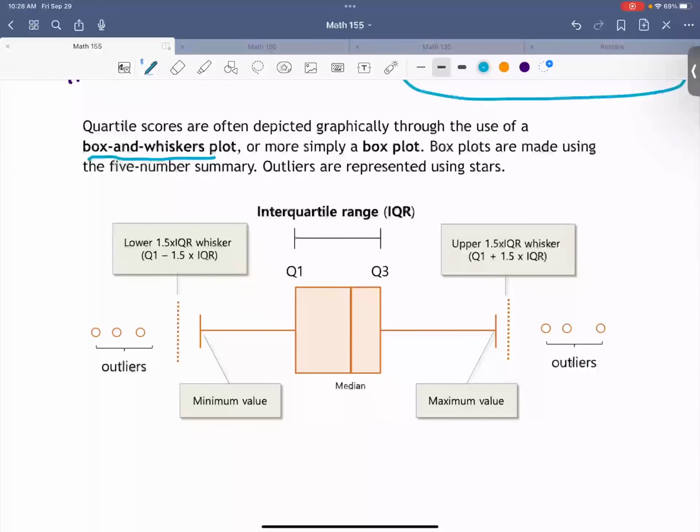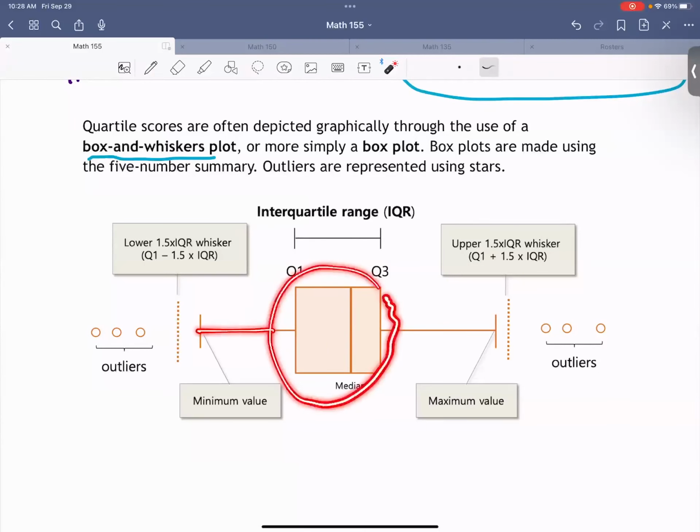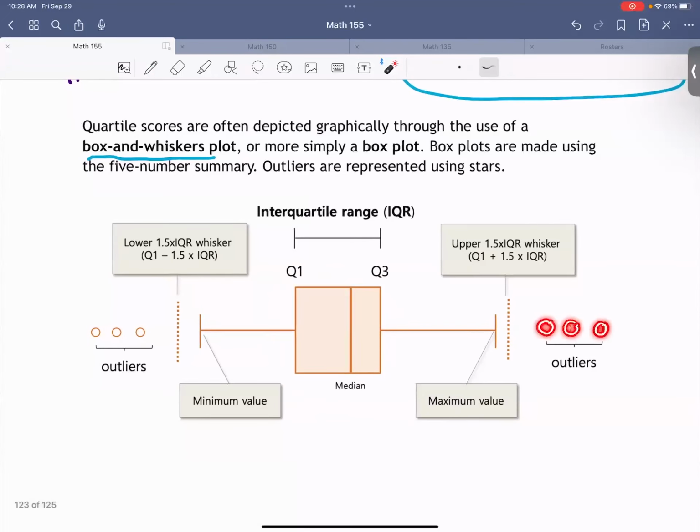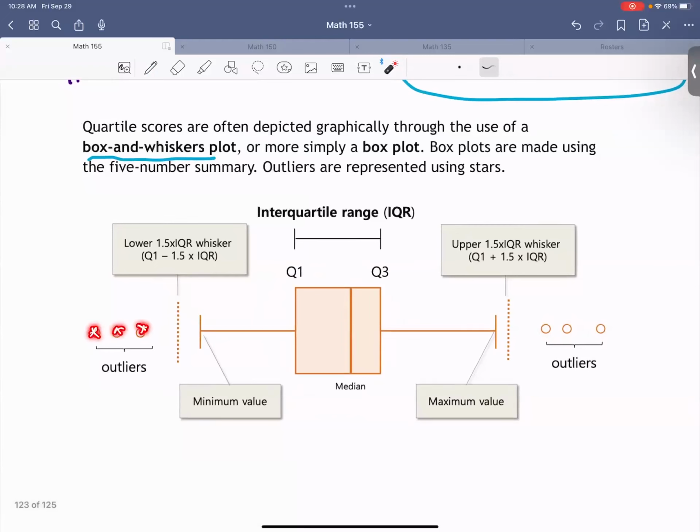It looks really weird, but it's basically this box, okay? And it's got these little things that look like whiskers coming out of it, okay? So that basically is a box and whiskers plot. In addition to this plot, we also have these little circles that represent the outliers. So basically the outliers are going to be plotted using circles or stars or smiley faces or whatever you want as little dots on the plot, okay?